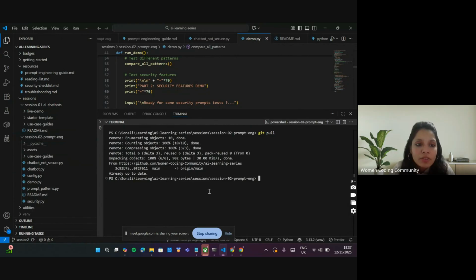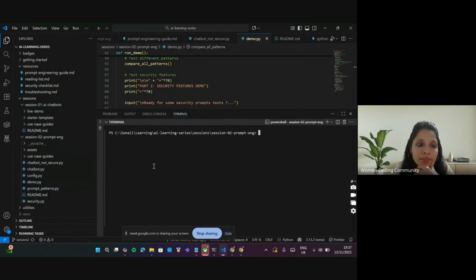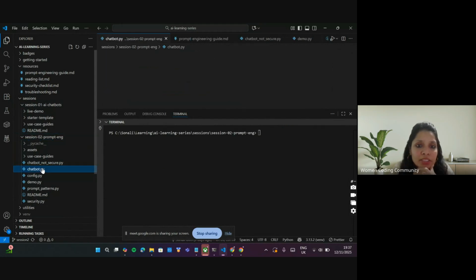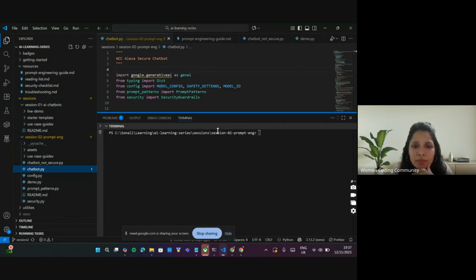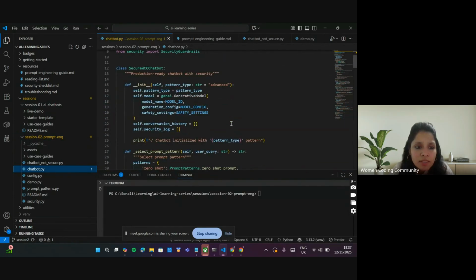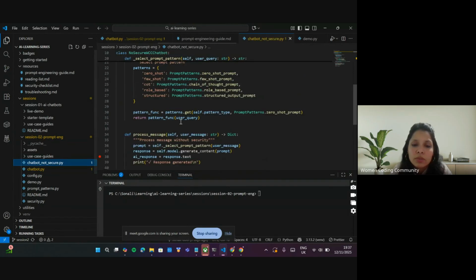Okay, let me run through. We have just moved these couple of files to a live demo folder. You will find it anyway, but I'll explain what this is all about, and then I'll run the demo file. We have a simple chatbot, and there are two versions of it: one is a secure WCC chatbot, one is a non-secure one.